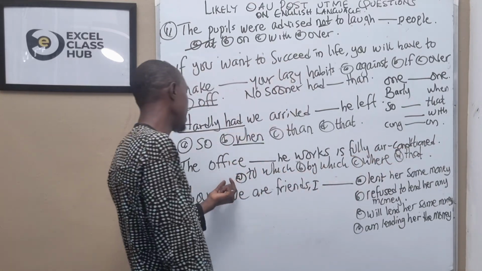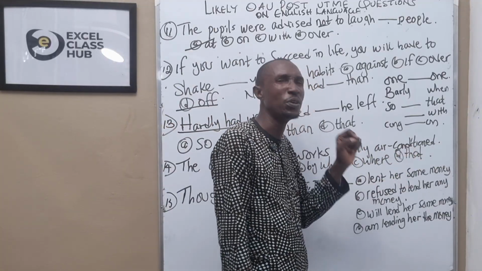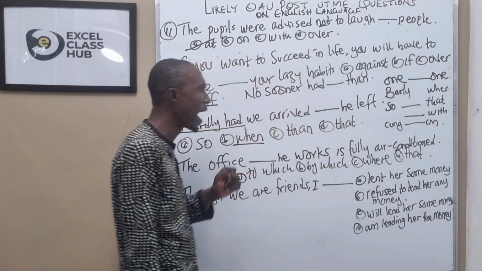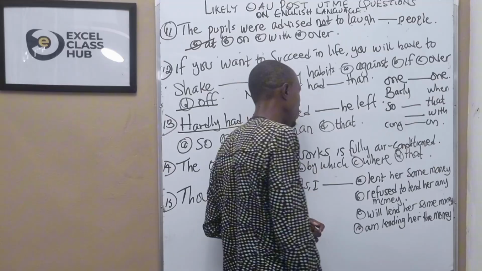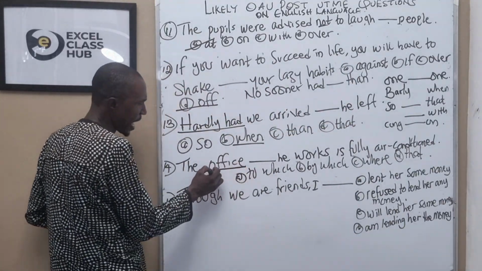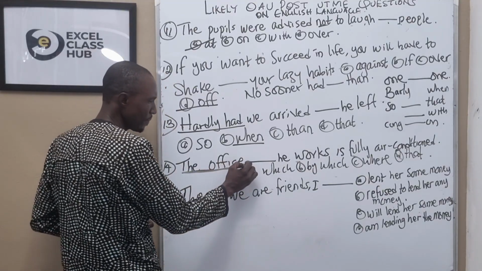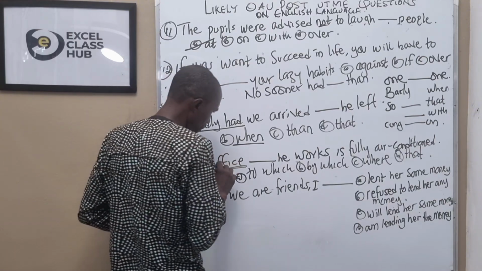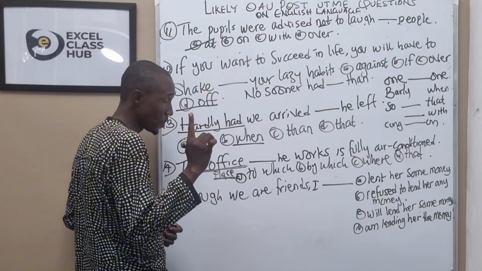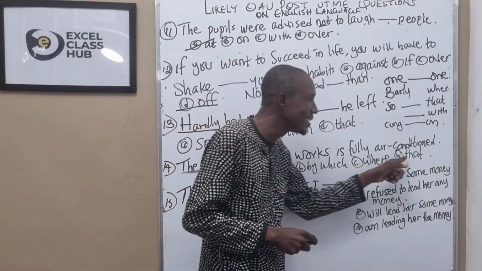Please, before picking this answer, take note of something here. Air conditioned, not air conditioner. There is no word like air conditioner here. What we have is air conditioned. So the word that will determine our answer here is the office. Office is a what? A place. Office is a place. Since office is a place, then we are using it to determine the answer.